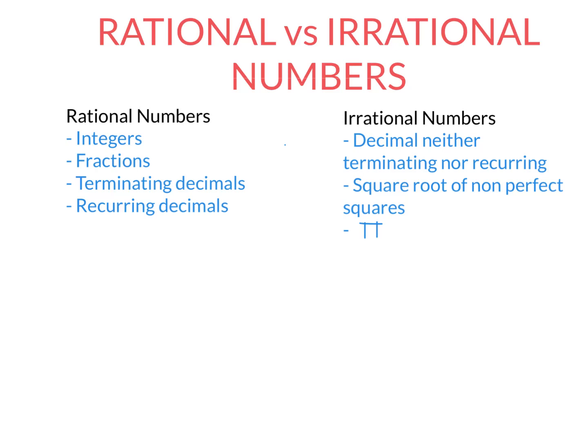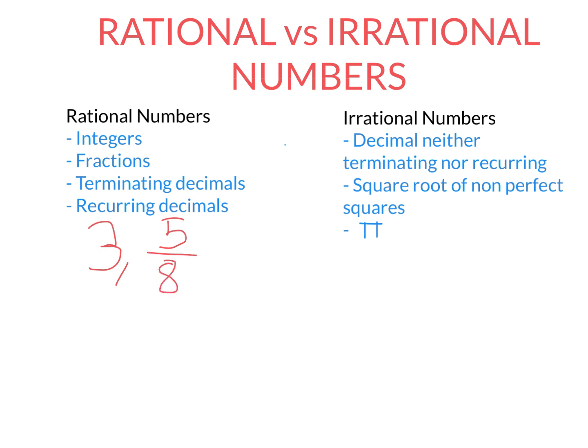Thank you so much for tuning into this video in which we will look at the difference between rational and irrational numbers. So most of the numbers that you know are rational numbers. Rational numbers includes all integers, fractions, terminating and recurring decimals. So for example, 3 is rational because it's a whole number.